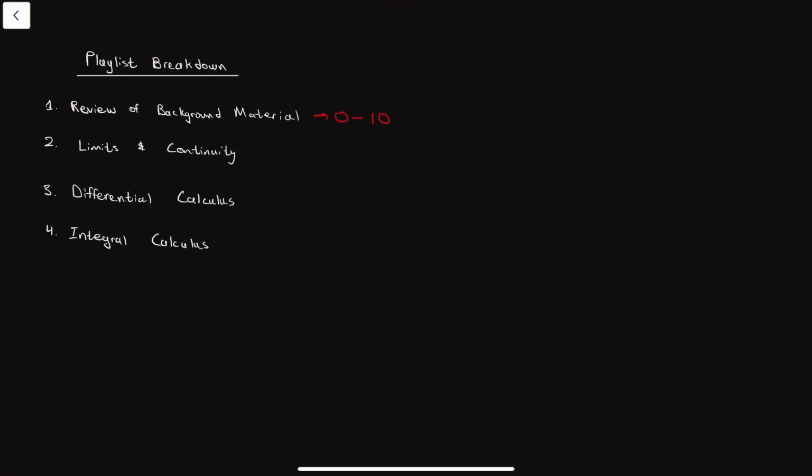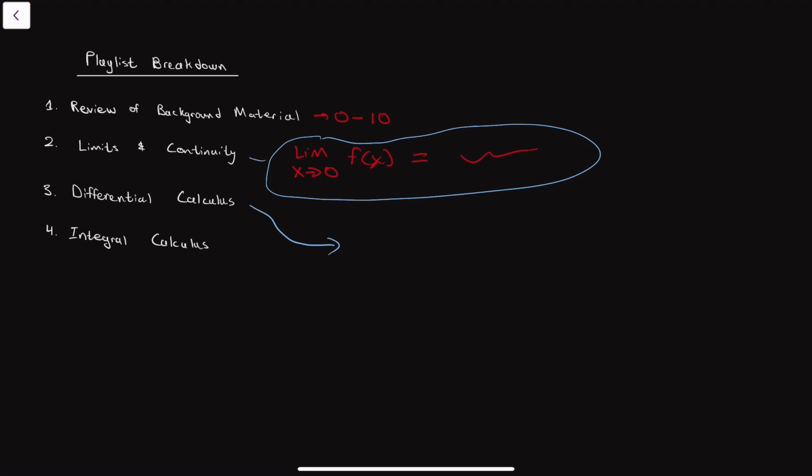So a limit could be denoted in this form. Limit as, let's say, the value x approaches 0, of f of x, and it'd be equal to some value. At the end of this playlist, you'd be able to understand what this means and find the value of a limit. In differential calculus, we're going to be studying the rates of change, as mentioned previously. This has many applications in many different areas, such as optimization, speed analysis, and it's such a crucial concept to understand.